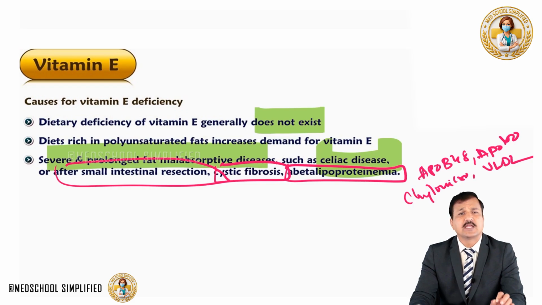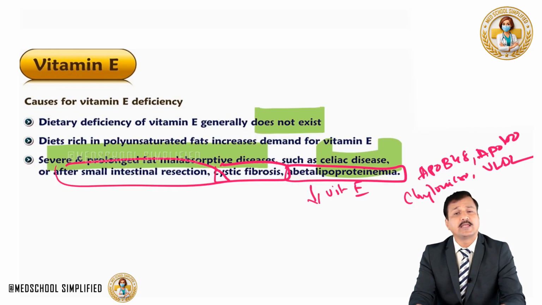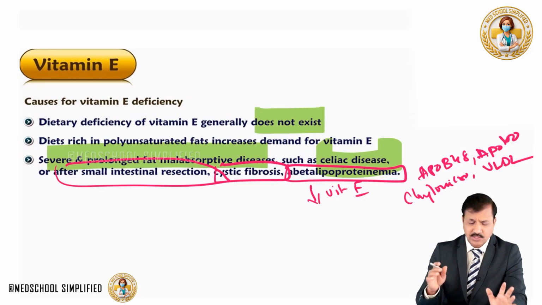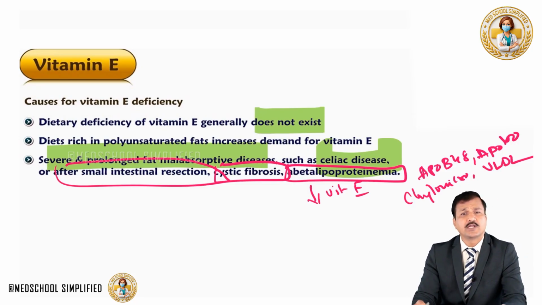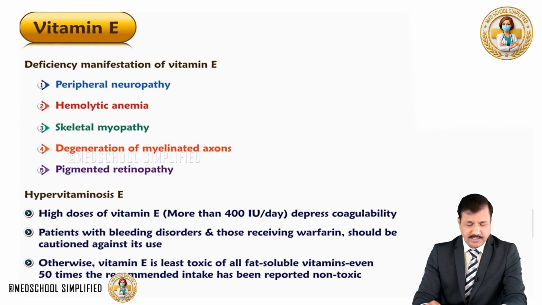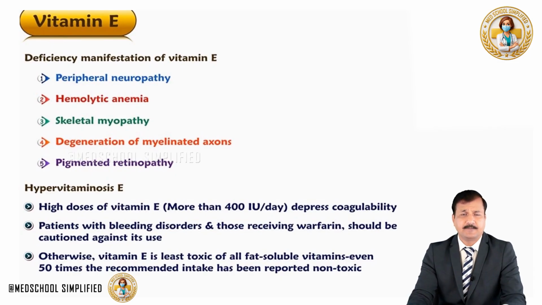So that means in abetalipoproteinemia, there will be severe vitamin E deficiency compared to any other fat soluble vitamin deficiency. So that's one of the important causes for vitamin E deficiency. Now let's move on to see what are the deficiency manifestations of vitamin E.